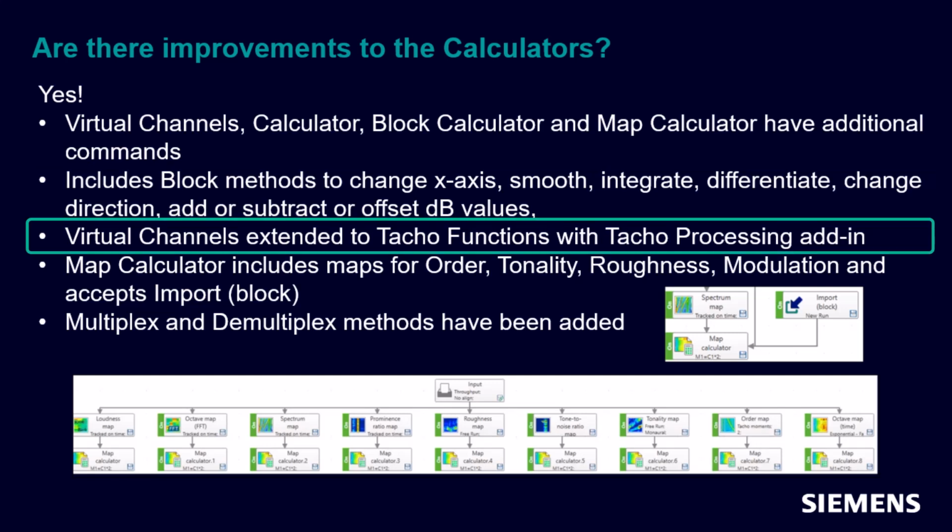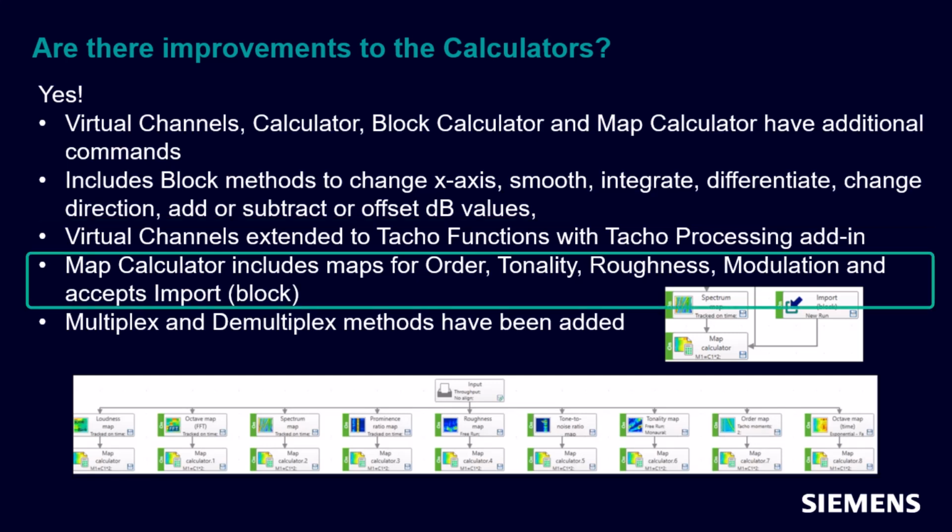In virtual channels and channel setup, we've extended it to include the TACO functions. So if you've got the TACO processing add-in, you can go TACO moments to RPM, TACO moments to angle, etc. as part of the virtual channel. Map calculator includes maps for orders, tonality, roughness, modulation. So that's this lower picture I have here where my input is going to all these different maps, and all of these maps go into the map calculator.